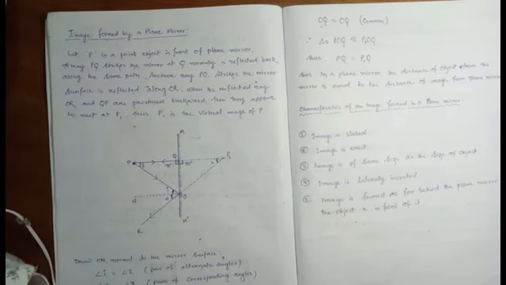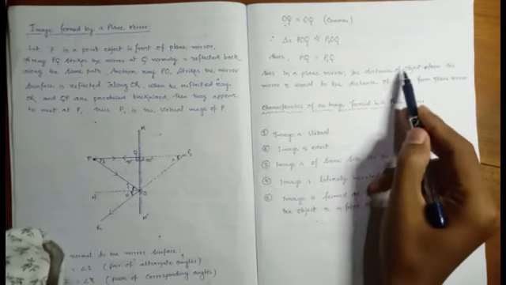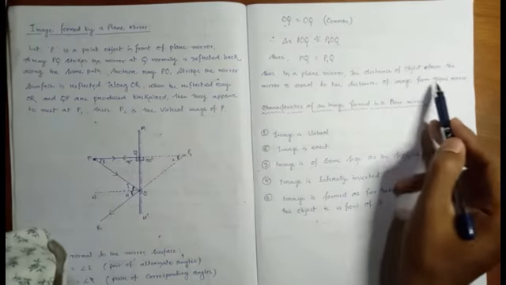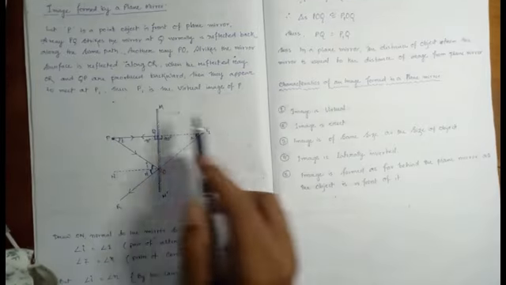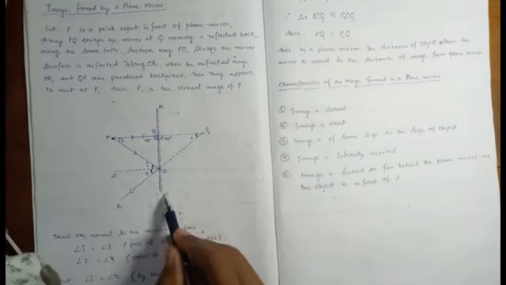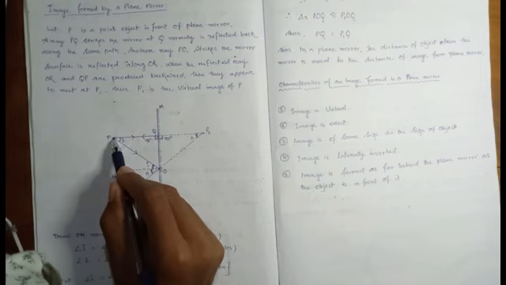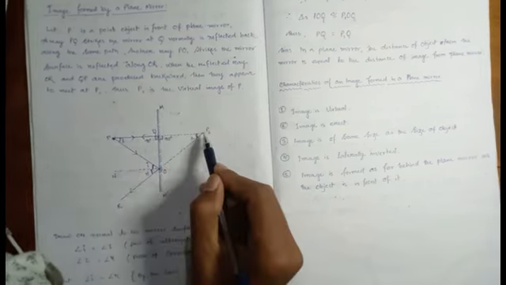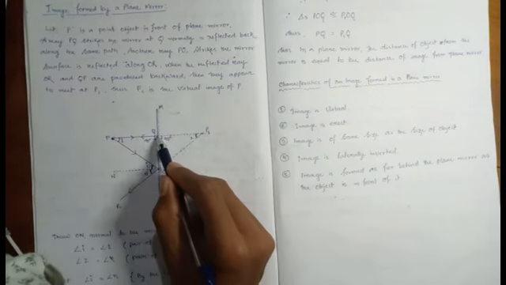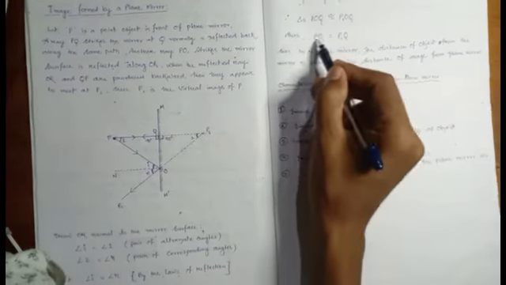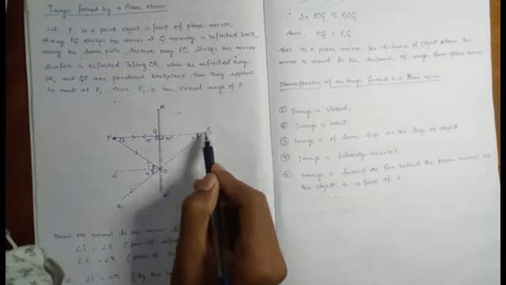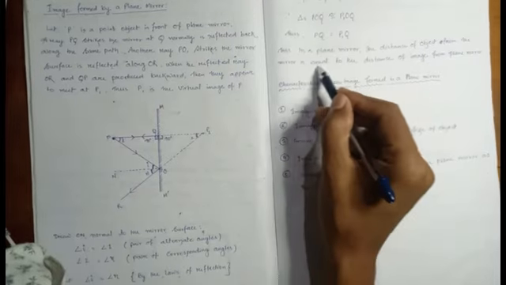Thus, in a plane mirror, the distance of the object from the mirror is equal to the distance of the image from the plane mirror. So what is this? It is a plane mirror. In this case, P is your point object, and the distance of the point object from the mirror is PQ, and the distance of the image from the mirror is P1Q. You got that PQ is equal to P1Q. That means the distance of the object from the mirror and the distance of the image from the mirror are equal.